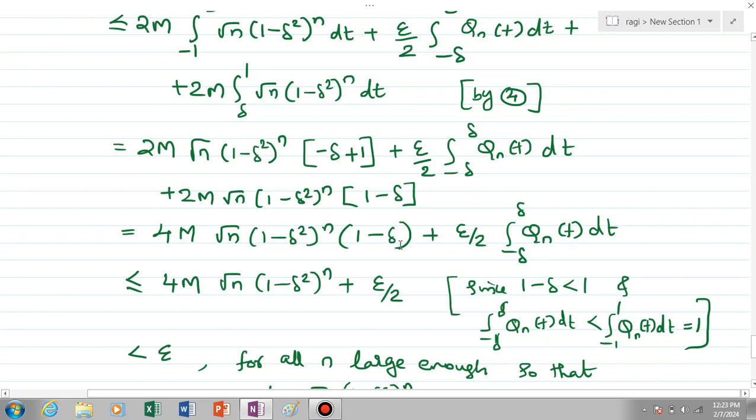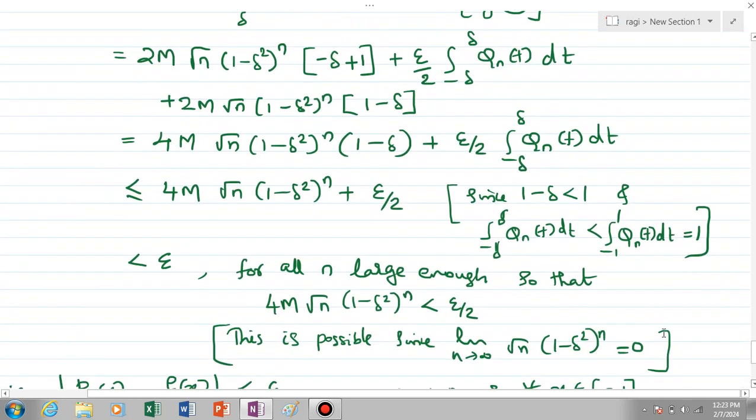so this quantity is also less than 1, and 1 minus delta is clearly less than 1, so we can write like this. This quantity is less than epsilon because we have an epsilon by 2 here, and this quantity, root 10 into 1 minus delta square to the n, has limit 0 as n tends to infinity. So we can choose n large enough so that the quantity 4m into root n into 1 minus delta square raised to n is less than epsilon by 2. So as we are taking n to be so large, this quantity is less than epsilon by 2, and so the total quantity is less than epsilon.